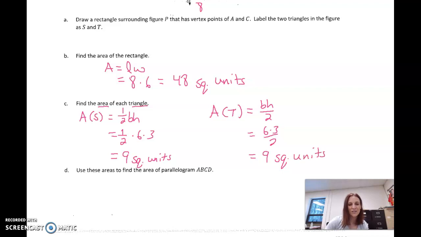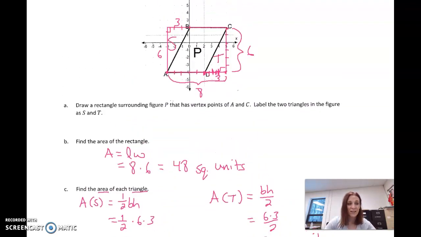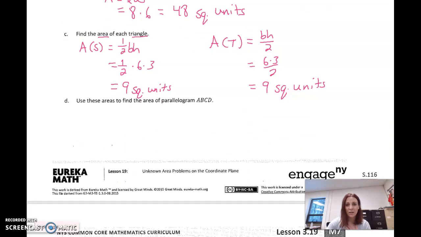Now notice the next one says use these areas, 9 and 9, to find the area of the parallelogram ABCD. So what we want to find the area of right now is just ABCD. I want just this inside here. So if you think about this for a second, we know that the whole area of this whole big rectangle right here is 48 square units, okay?